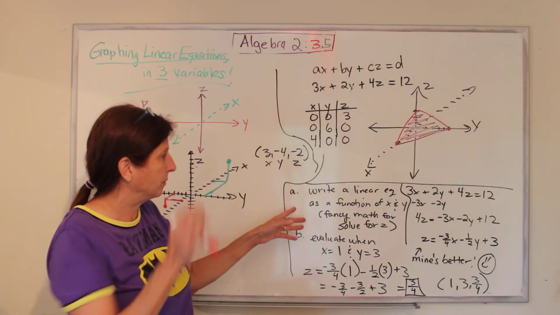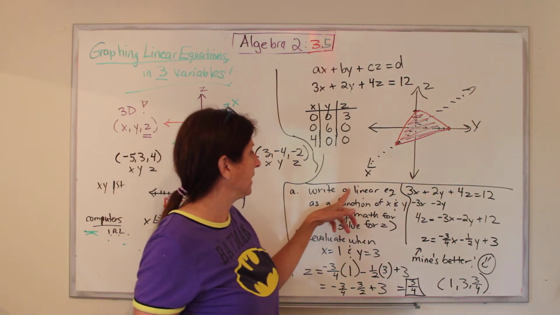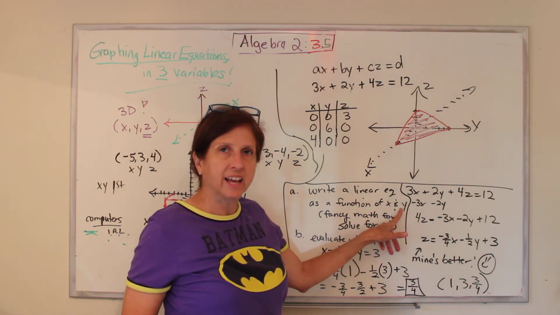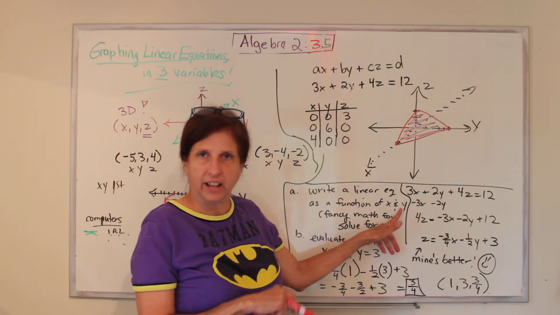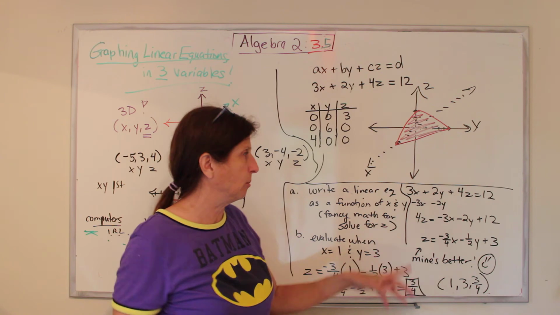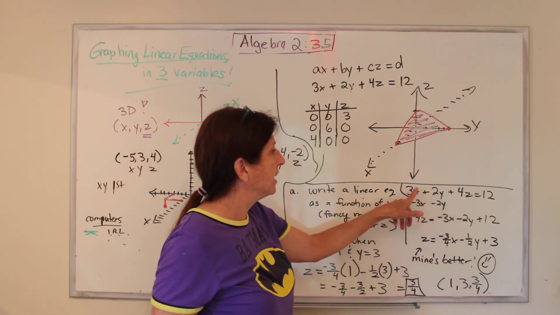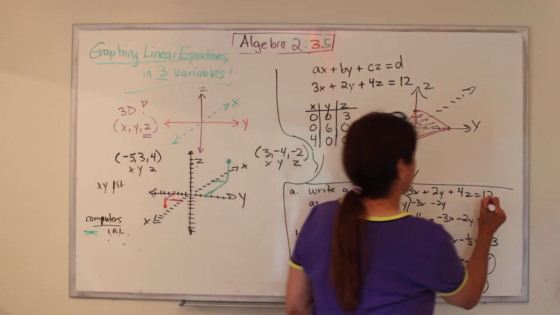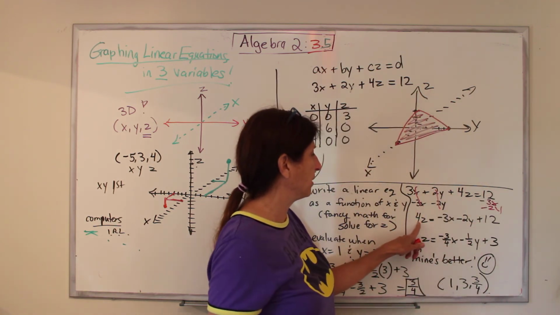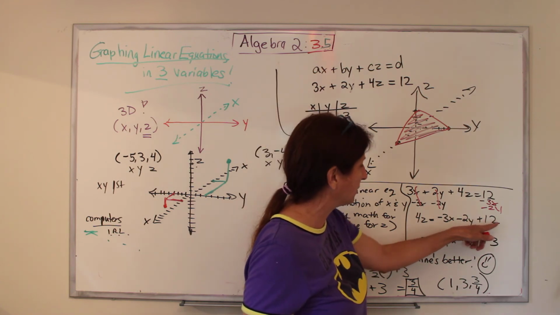All right, here's another one. You'll have an equation, and you're given instructions like write a linear equation as a function of x and y. All that is saying in the fanciest math talk they can come up with is solve for z. And how do we solve for z? By doing the opposite. So, z is not alone. It's got a 4, a 3x, and a 2y. So I'm going to subtract the 3x and 2y from both sides. These cancel out, and then I'm left with 4z equals negative 3x minus 2y plus 12.